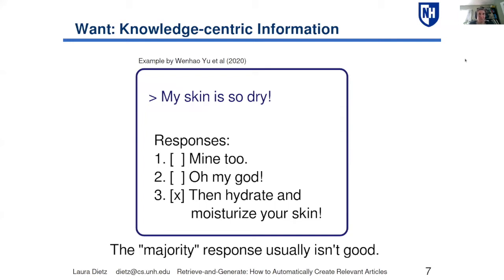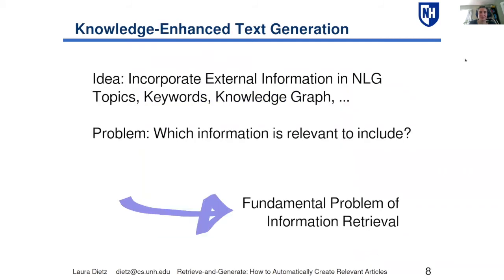And these are all the typical responses that you get on most discussion forums or social media, but these are not really interesting answers. The third one, which is a more knowledge-centric answer, would be, well, then hydrate and moisturize your skin. Okay, so that's a little bit more factual, but then it's still not really a complex answer. So we will get there eventually. But the majority response usually isn't that good, and models like GPT-3 usually can't really distinguish between what's popular but not super interesting and what is a real factual, knowledge-containing answer.